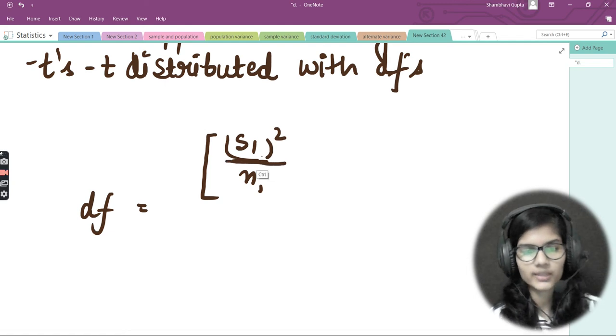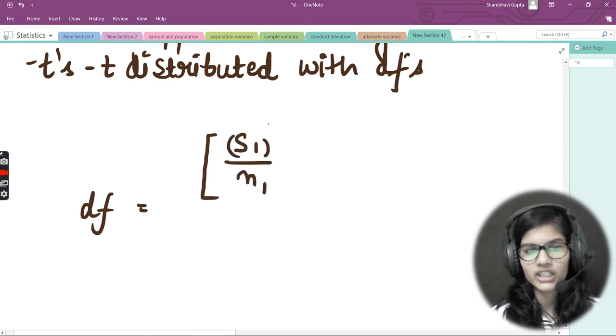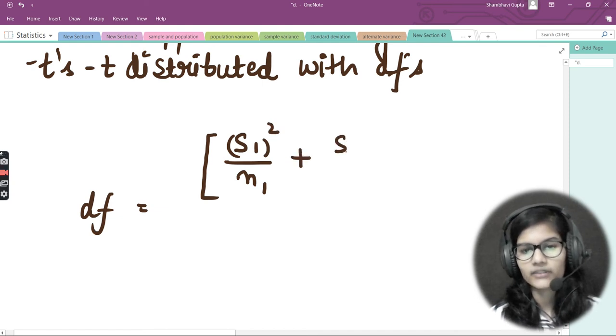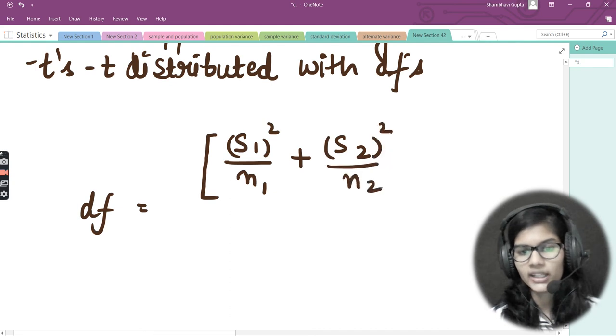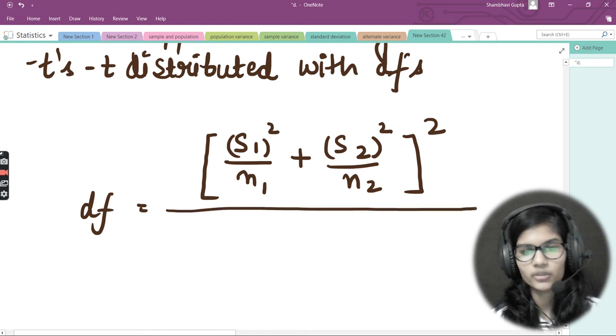Let me write it in a fair handwriting because it's a little bit complicated. So S1 upon N1, and this S1 would be squared. After that, we have S2, which will as well be squared, and upon N2. Now this is in the numerator, the whole square of this. This is the thing which we are having here in the numerator.